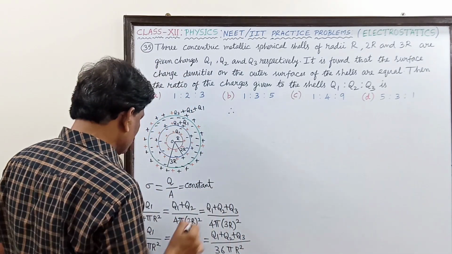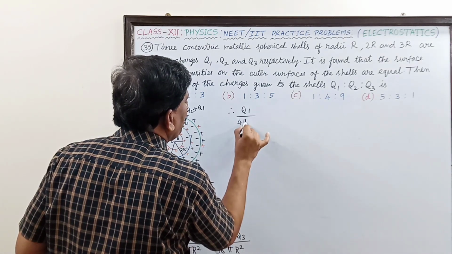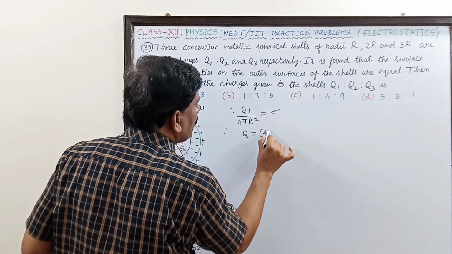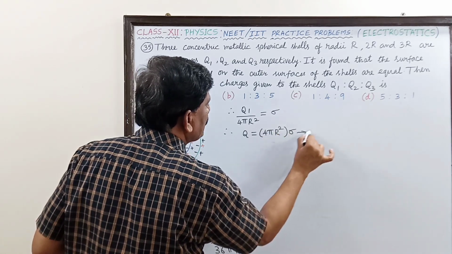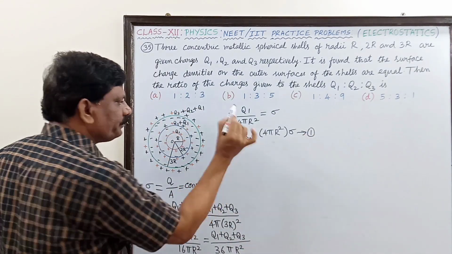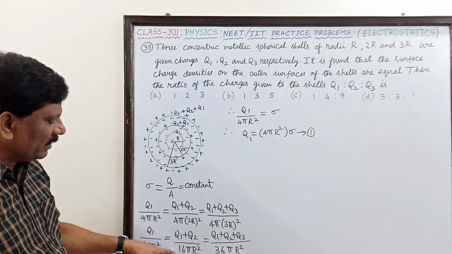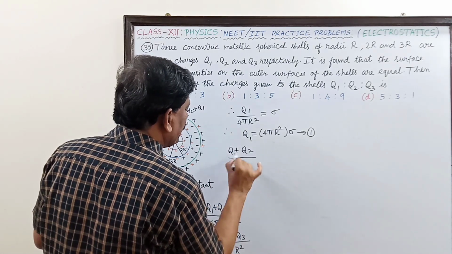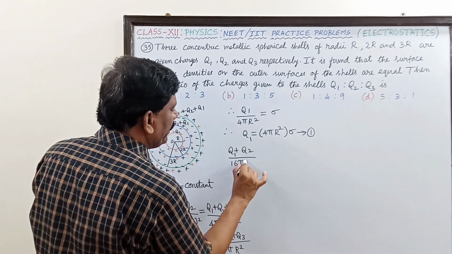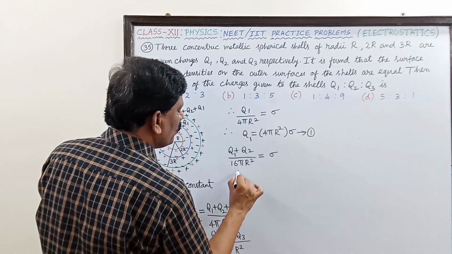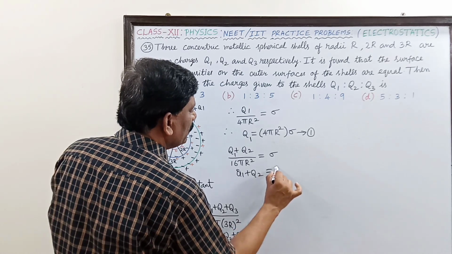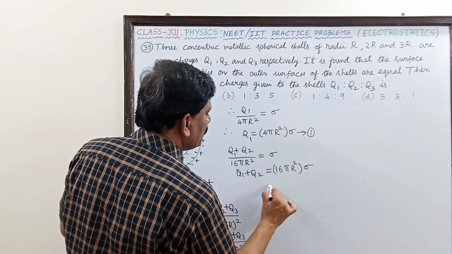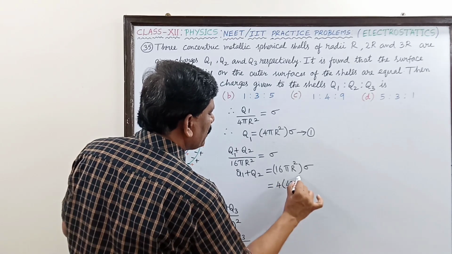Therefore, now I will take Q1 by 4 pi R square is equal to sigma. Therefore Q1 is equal to 4 pi R square into sigma. This is our equation 1. Next, I will take the second step. Q1 plus Q2 divided by 16 pi R square is equal to sigma. So Q1 plus Q2 is equal to 16 pi R square into sigma, which is equal to 4 into 4 pi R square into sigma.